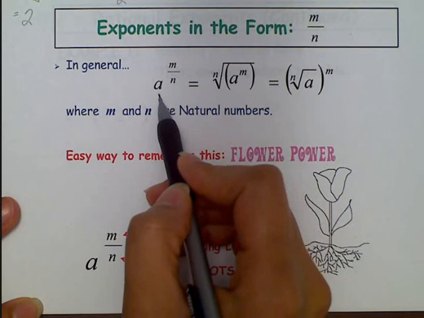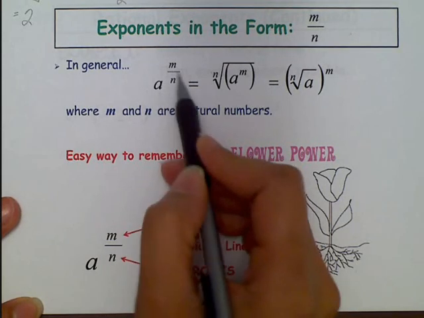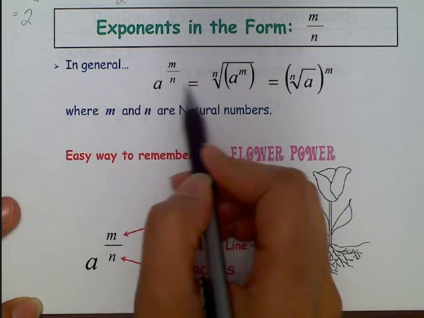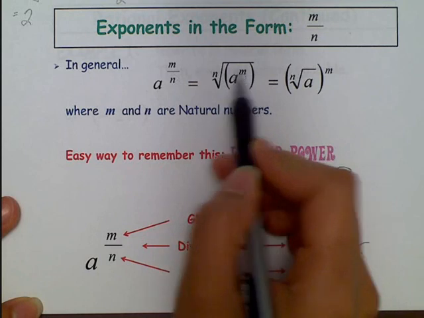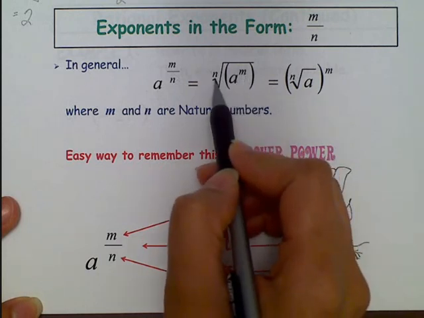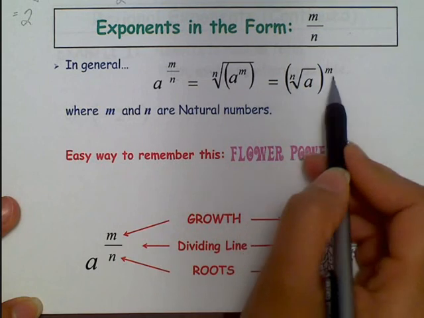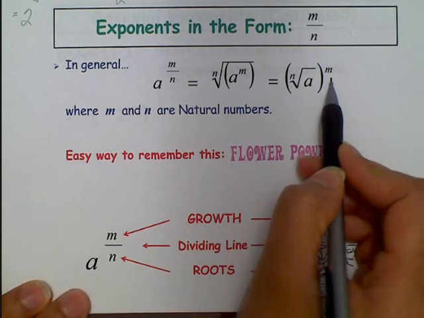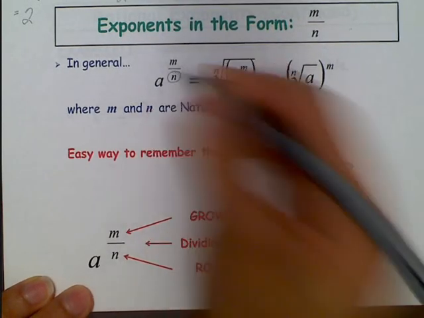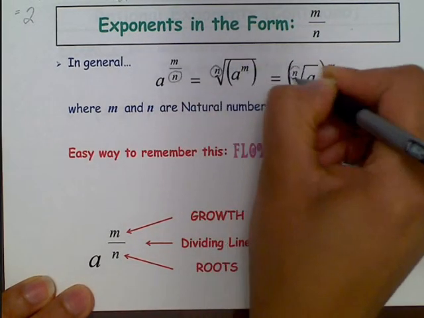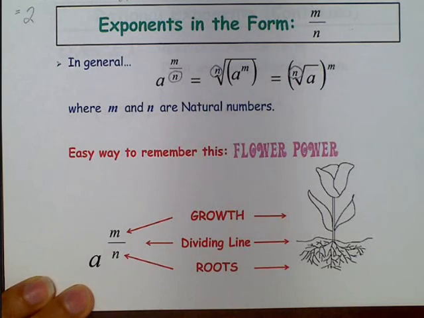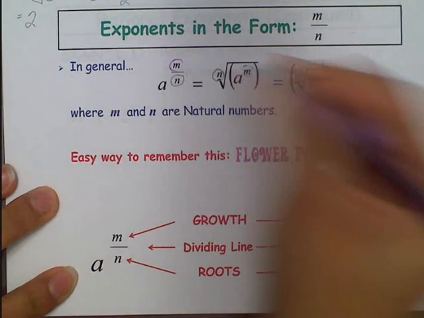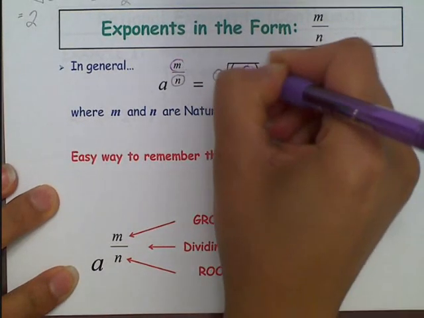So there's 2 ways of writing a power that has a rational exponent. One way is to look at the growth part first and then the root, and then the other way is to look at the root part first and then the growth. Either way doesn't matter. Some ways are easier to evaluate than others, but regardless, you'll notice that the denominator is always in the root, and the numerator is always your exponent.